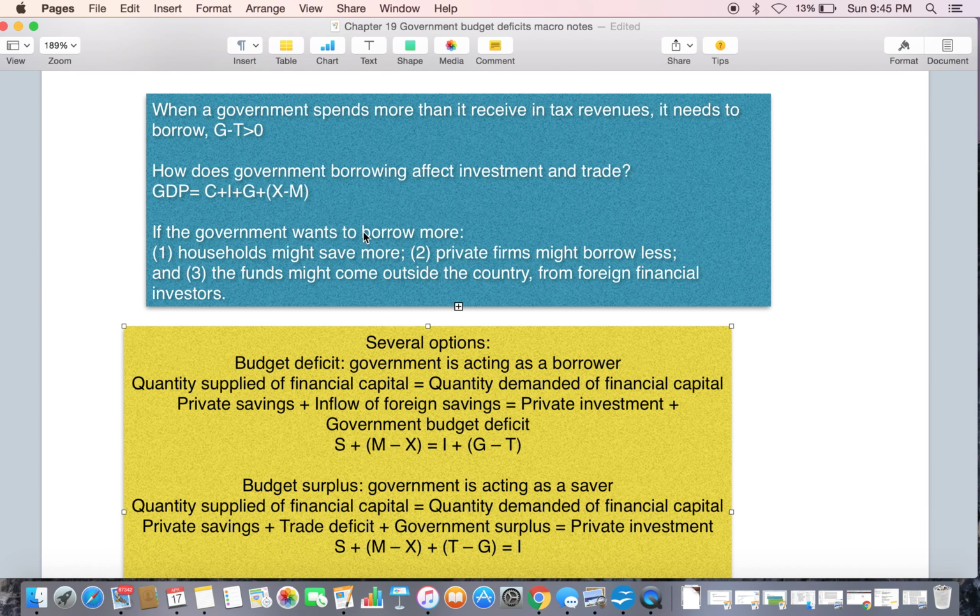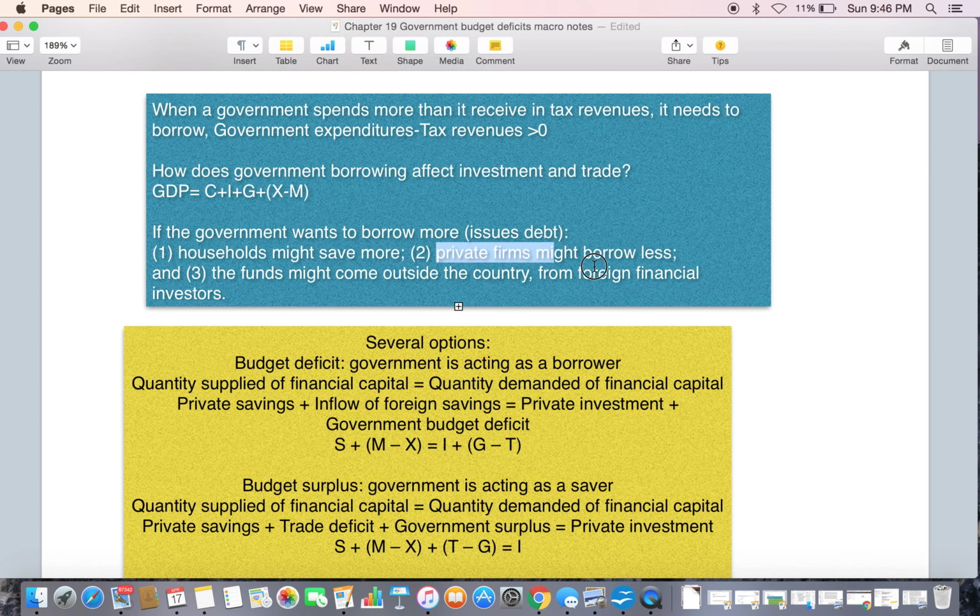Therefore, if the government wants to borrow more, so increase its borrowings because government expenditures are greater than tax revenues, then it must borrow. And where does it get the funds to do this? So it can issue debt. And when the government issues debt, somebody has to buy that debt. So households can save more. They can buy the debt that the government has issued to cover its budget deficit.